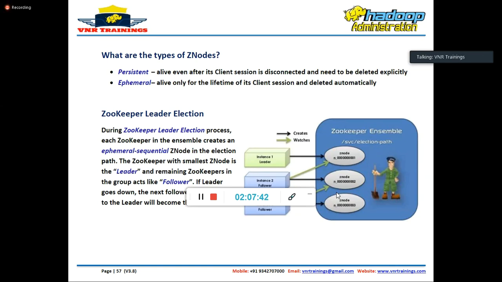Based on the leader vote only. To whom the leader Zookeeper is giving the vote, that is NameNode 1. So NameNode 1 will become active.